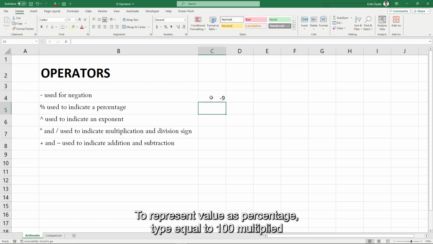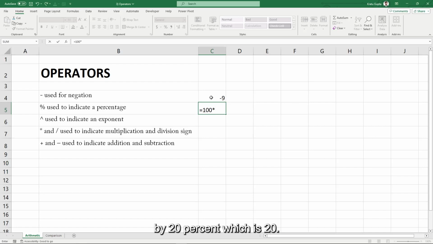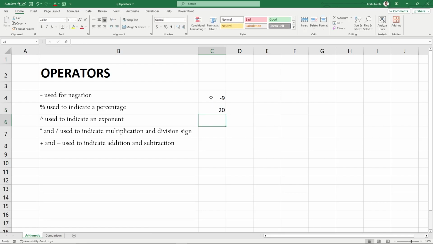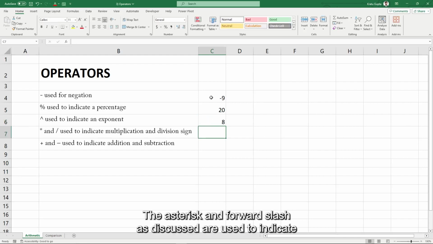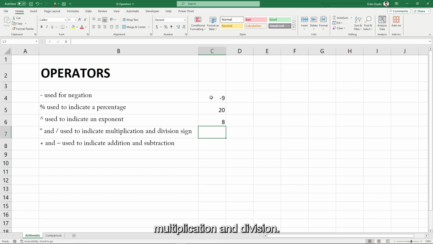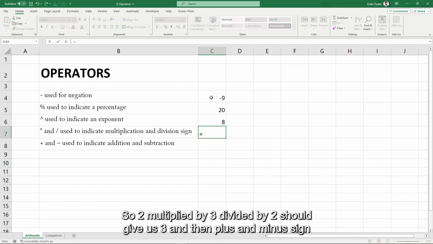To represent a value as a percentage, type equal to 100 multiplied by 20%, which is 20. The caret represents an exponent, so 2 to the power 3 should be 8. The asterisk and forward slash, as discussed, are used to indicate multiplication and division. So 2 multiplied by 3 divided by 2 should give us 3.